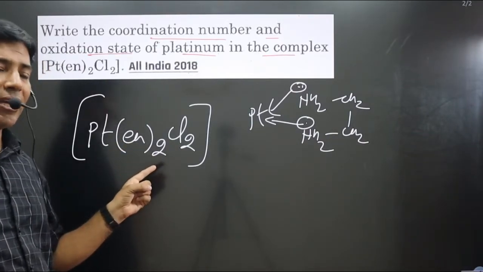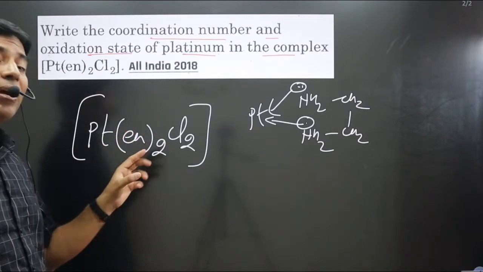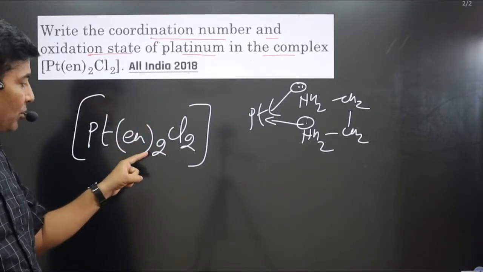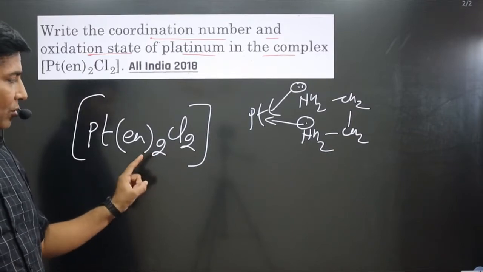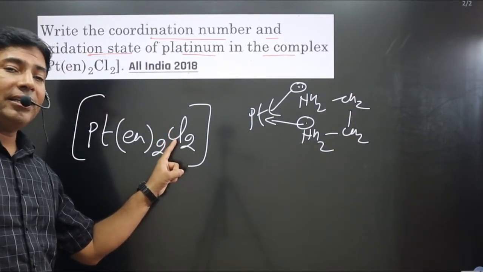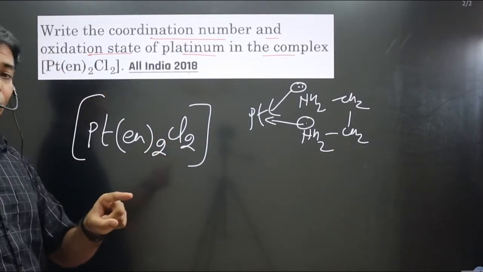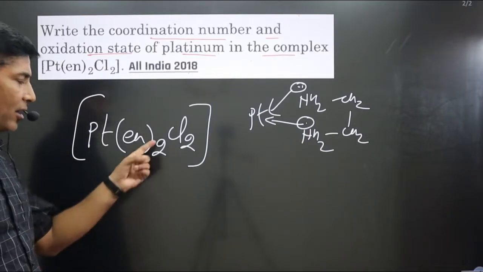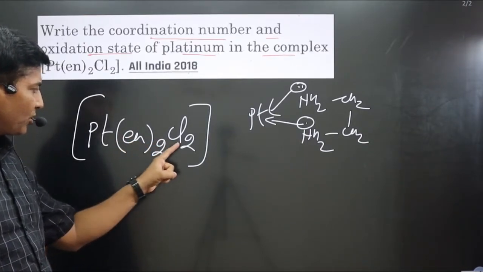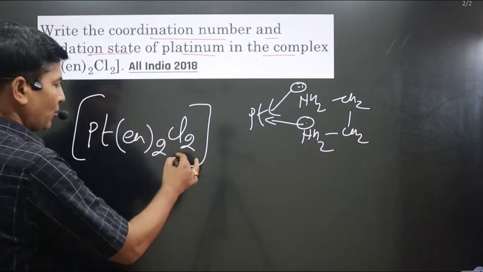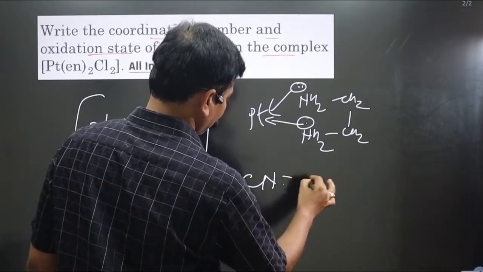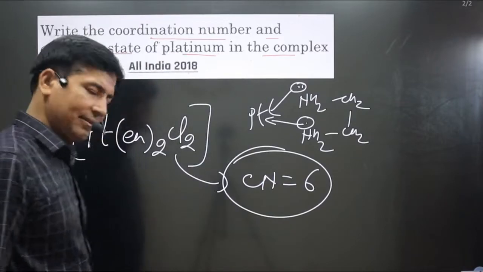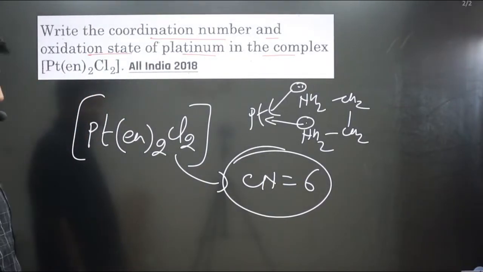There are 2 ethylene diamine, so the total number of bonds formed by ethylene diamine will be 4. And chloride is a unidentate negative ligand. Each chloride ion is forming one coordinate bond. There are 2 chloride ions. So 4 plus 2 is equal to 6. Then we get a coordination number of 6. Okay, this is an octahedral complex.